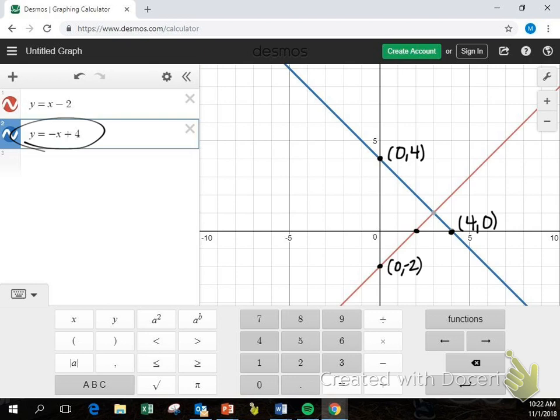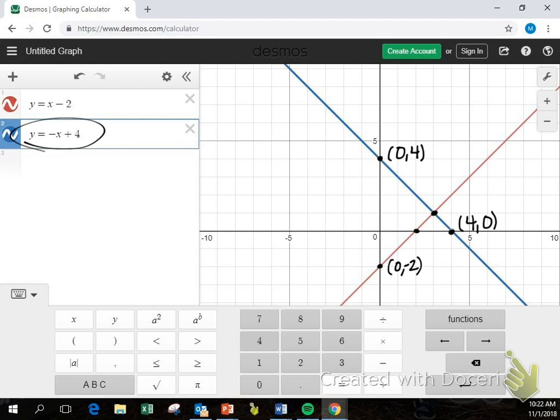Now, how many points do I love on a line? 3. But right now I only had you put 2 down because where is the point of intersection? What are the coordinates of the point of intersection? 3, 1? I heard 3, 1. Right 3, up 1, and that is your point of intersection. So your third point that you're going to plot on your graph is that point of intersection.